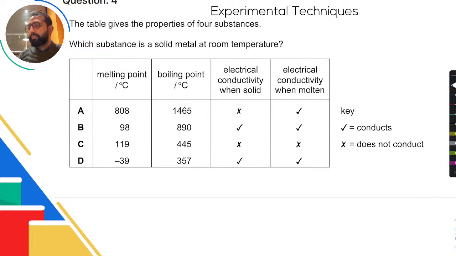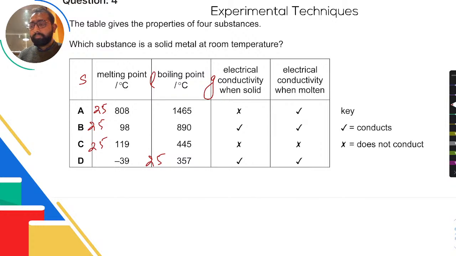Next, the table gives the properties of four substances. Which substance is a solid metal at room temperature? So again, this is about melting point. Room temperature is 25. Try to figure out where 25 comes in over here. I put 25 either below or above based on where they are. Remember, this will be solid here, liquid in the middle, and gas over here. So solid, liquid, and gas, and in the middle you have melting point and boiling point. For this one, 25 is over here on the left side, so it will be solid. For this one, solid again. This one, solid again. This one, liquid.